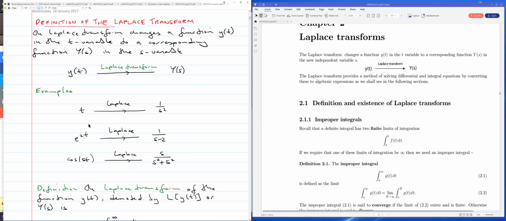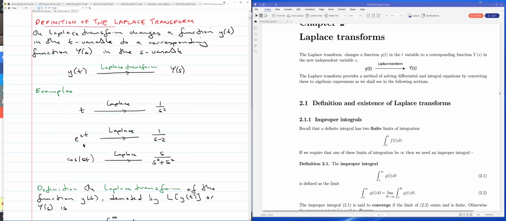Okay, so some examples of functions of t when we take the Laplace transform of them. Now this is not standard notation. I'm just using this ad hoc notation over here to illustrate the fact that you're going to go from a function of t to a function of s. So if I have a function y of t where y of t is just equal to t, then when I take the Laplace of it, I'm going to get 1 on s squared.